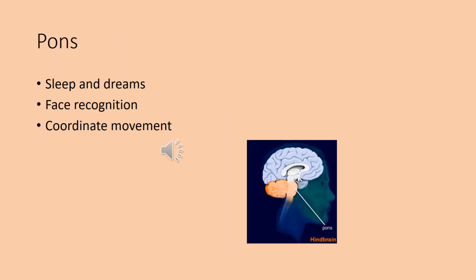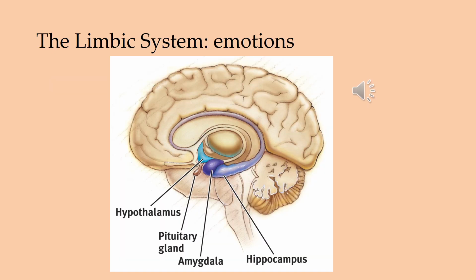The last part of the hindbrain is referred to as the pons. The pons are very active when we are asleep and dreaming. So we'll look at the activation synthesis theory in an upcoming lesson when we talk about the different dream theories. There's also a part of the pons that involves facial recognition. If this region of the brain was damaged, we would find it difficult to recognize other people's faces. The pons also work with other parts of the brain and help coordinate movement.